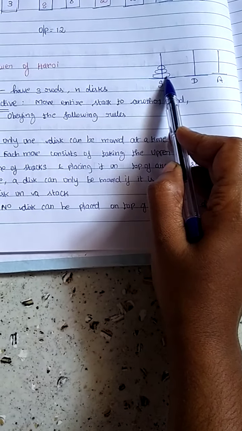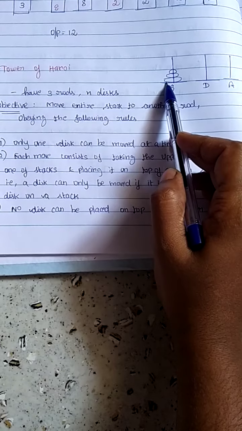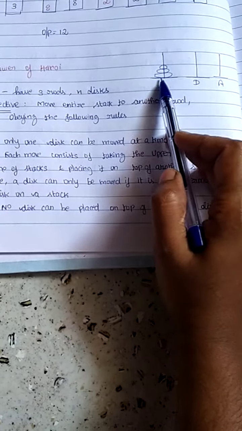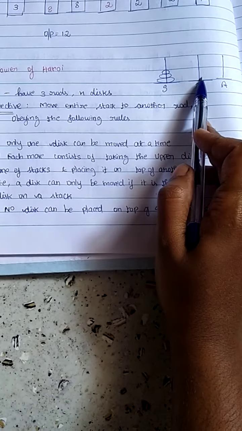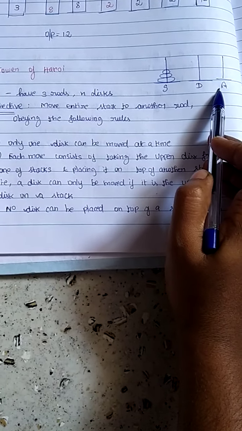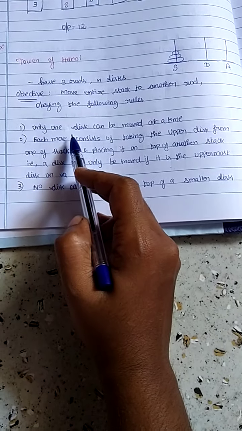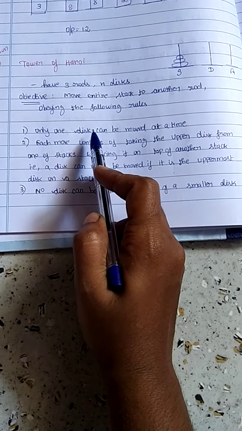The discs will be placed on the source rod. There may be any number of discs. Here I have used 3 discs. Okay, so these discs should be moved to the destination rod with the help of this auxiliary rod. So these are the 3 conditions which should be followed while moving the disc from the source to the destination.